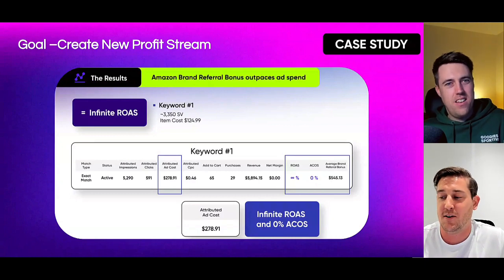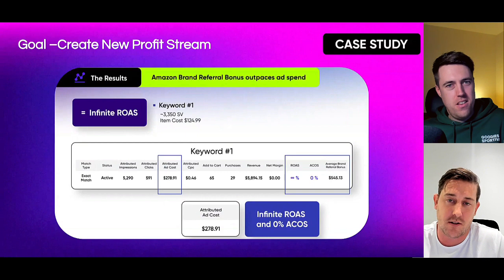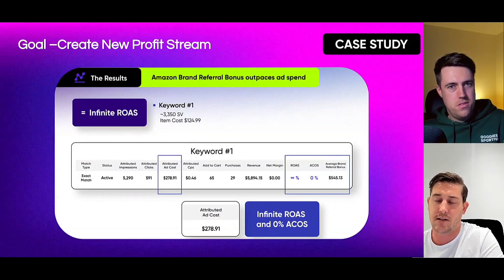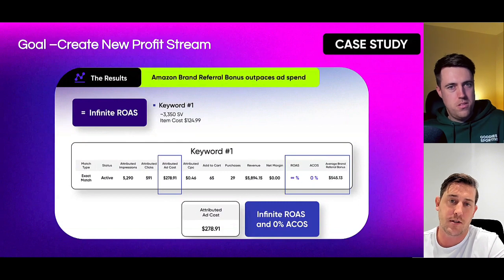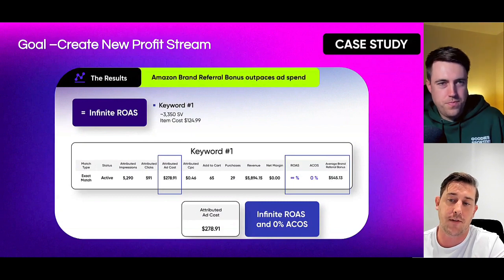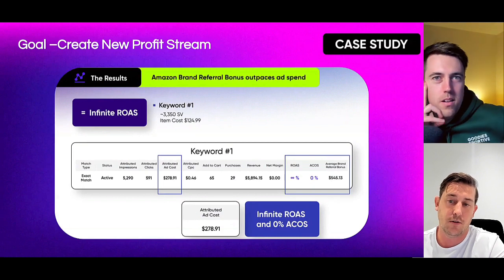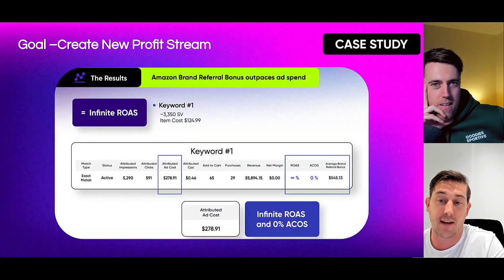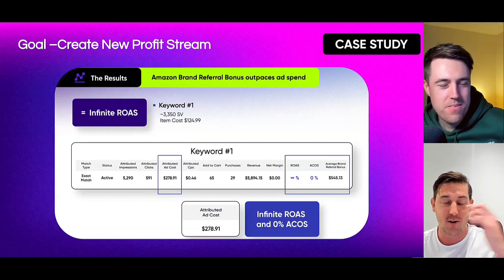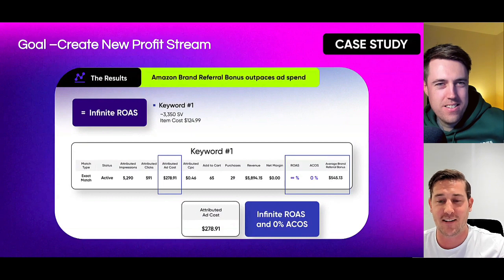And here's another one. And this is something I tell the sales team, don't focus on this. This is the exception, not the rule. But when you go past $100 product price or even past $75, we have handfuls of these, dozens of these examples where the brand referral bonus is actually outpacing the ad spend. So in this example, the person had spent $278 in ads and gotten $545 back from the brand referral bonus. So technically, his ACOS is negative. Amazon's actually paying him to run ads. And his return on ad spend is infinite. So we call that infinite return on ad spend. But again, I want to clarify, this is the exception, not the rule.